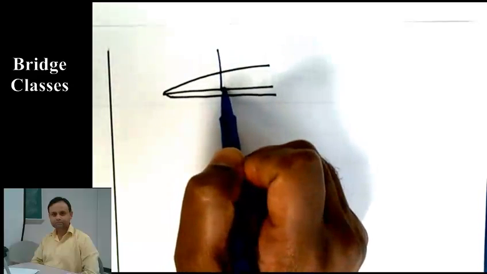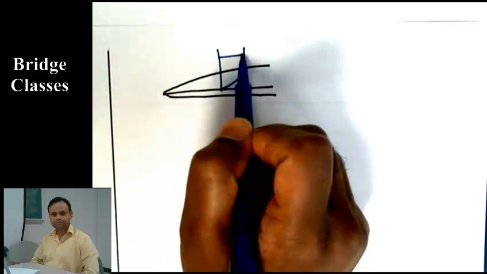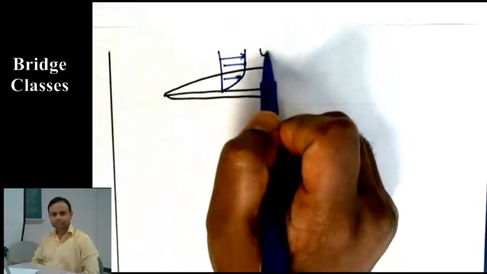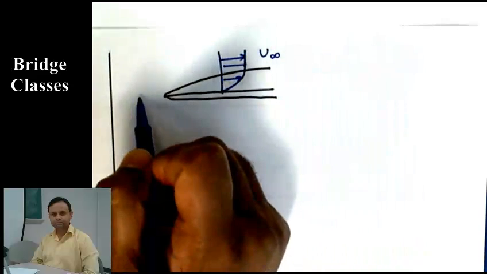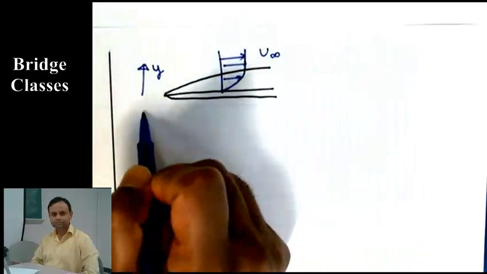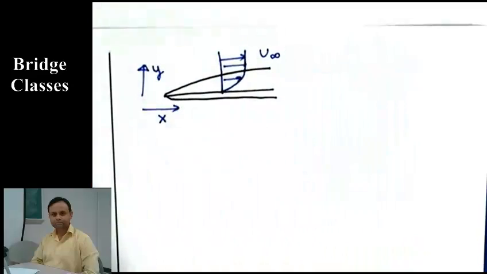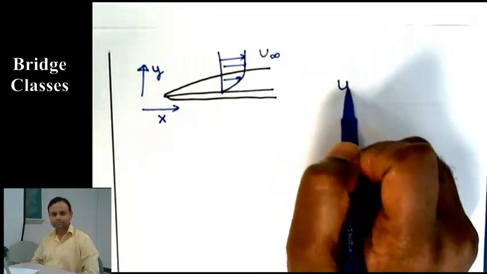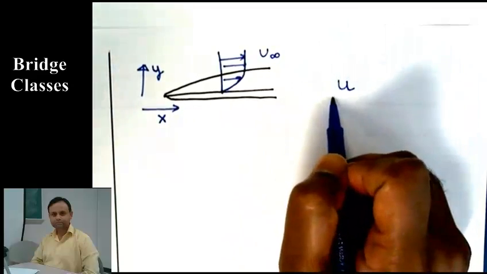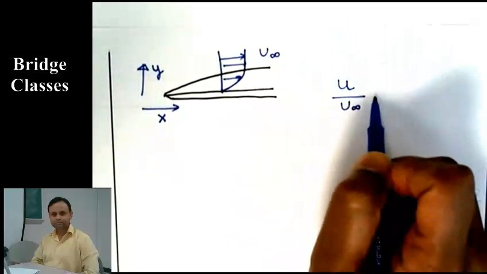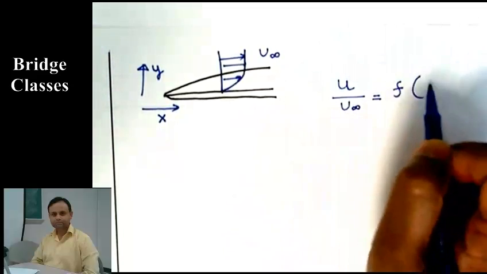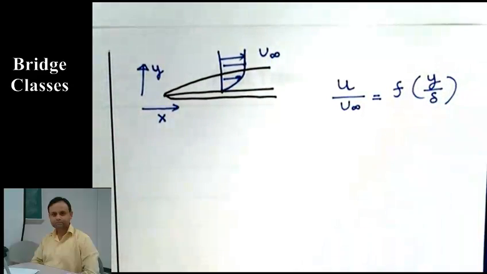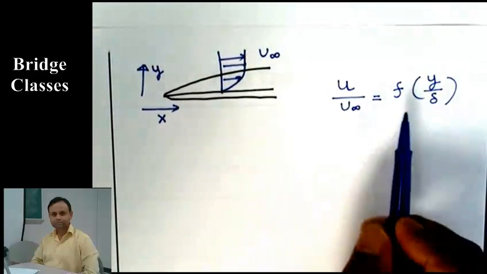is like this. Outside it is u infinity. Let us say this is the y-axis and this is the x direction. So you can write u, the velocity in the x direction, over u infinity. This is a function of y over delta. Okay, we can write it like this.